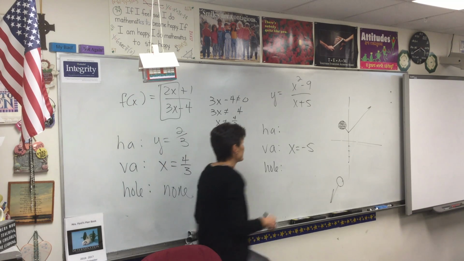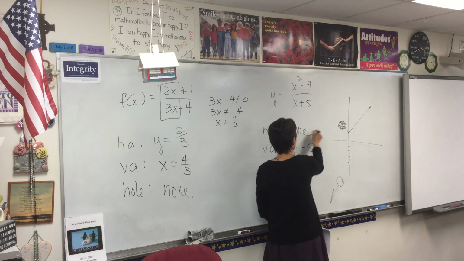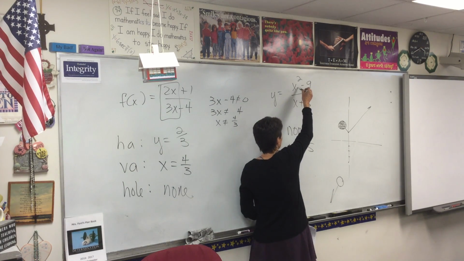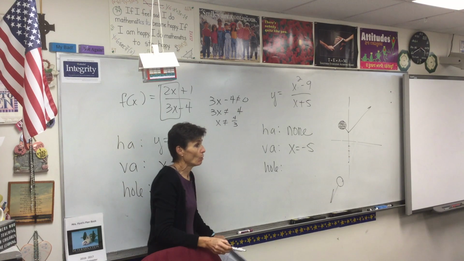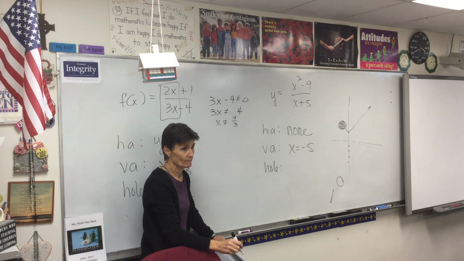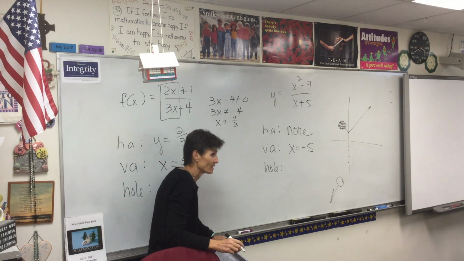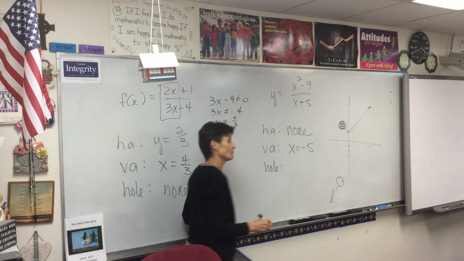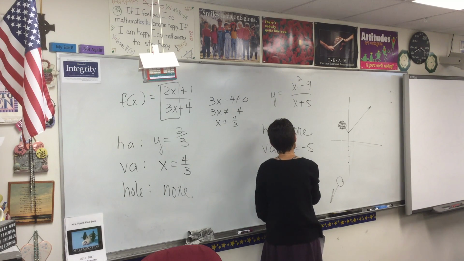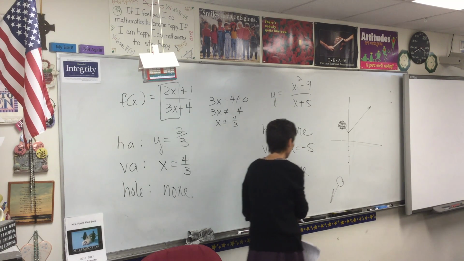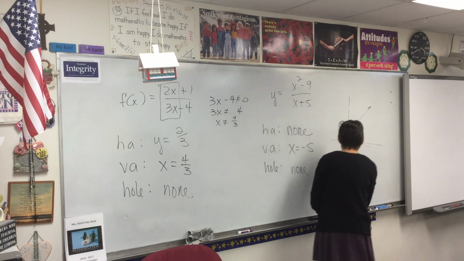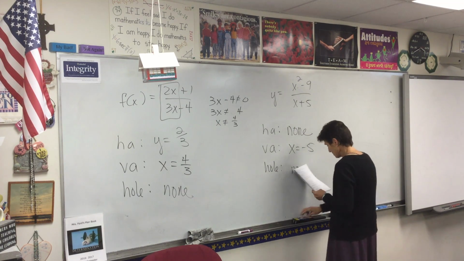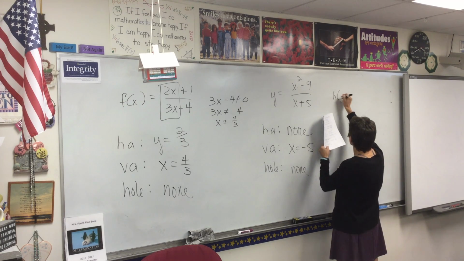None, because the power on top is bigger. When the power on top is bigger, there is no horizontal asymptote. If the power on the bottom is bigger, it's y equals 0. Holes? None. Now, some of you might be saying, oh, but Mrs. Ford, you can factor the top. Yes, you can, but you can't cancel, so it doesn't matter.